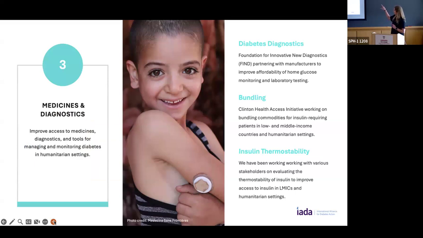The Foundation for Innovative New Diagnostics, they're a nonprofit based in Geneva that works with the World Health Organization. They're working with manufacturers to improve affordability of home glucose monitoring, A1C testing. They're even looking at continuous glucose monitors.